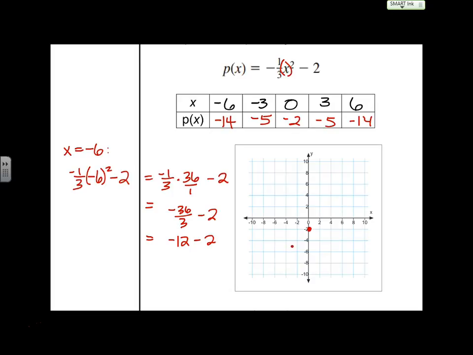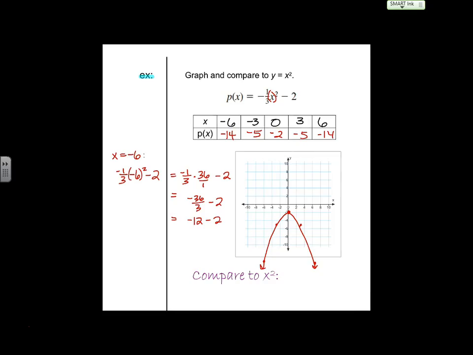So then we have -3, -5, we have +3, -5, and if we were to do -6 to be -14, you see it would be way down here somewhere? Now, this is enough to get us a graph of our parabola. Do you see how at the very bottom I have "compared to x squared" and some space for us to write the comparison?